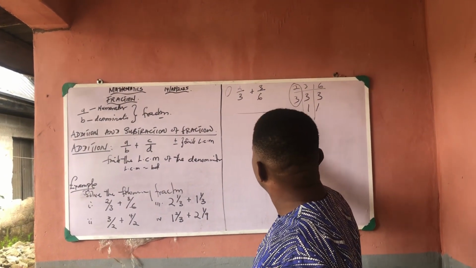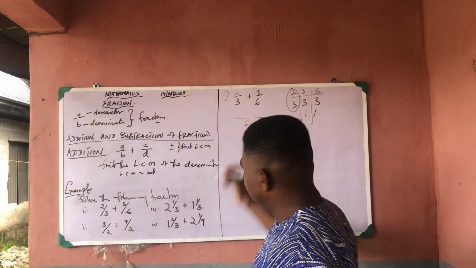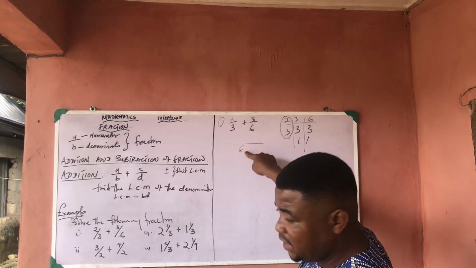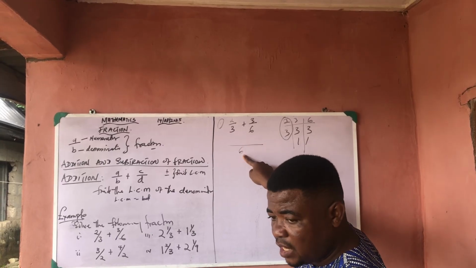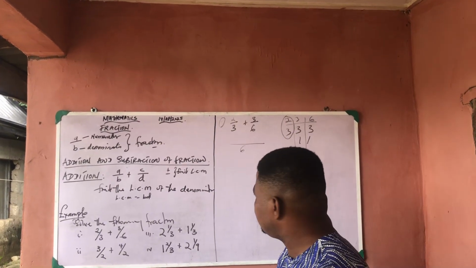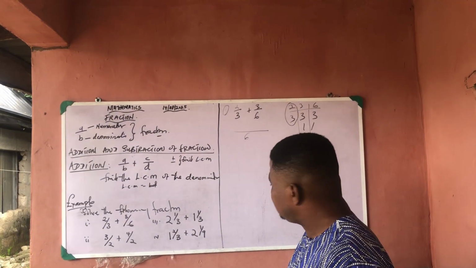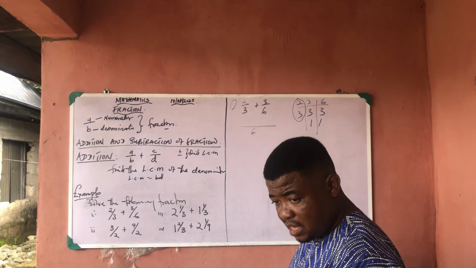So you find your LCM, which is 6. Now, what do you do? This 3 will now have to divide the 6. Whatever you have as your answer, use it to multiply the numerator. So 3 into 6 is 2. 3 into 6, 2 times 2 is 4, and the other is 3 over 6.